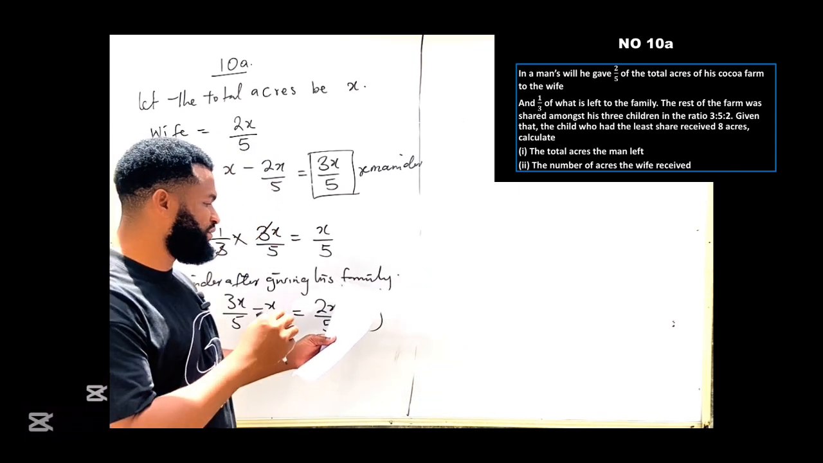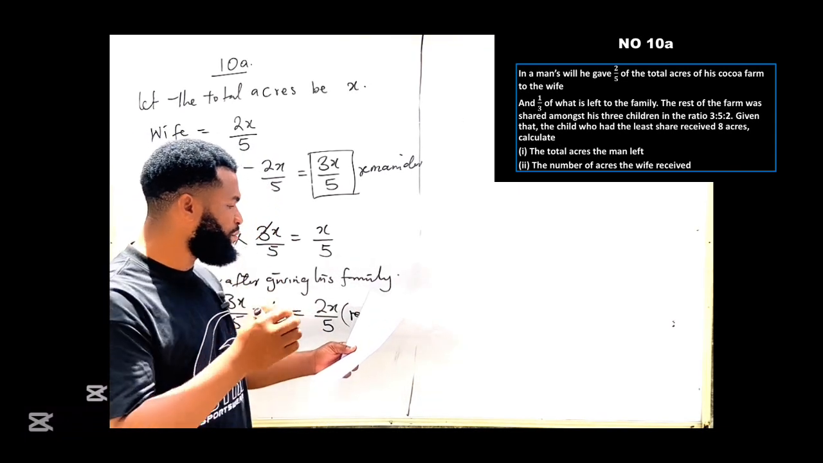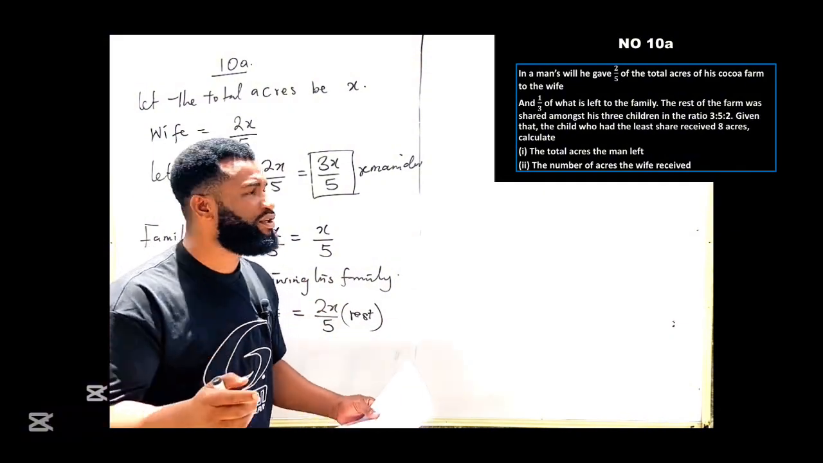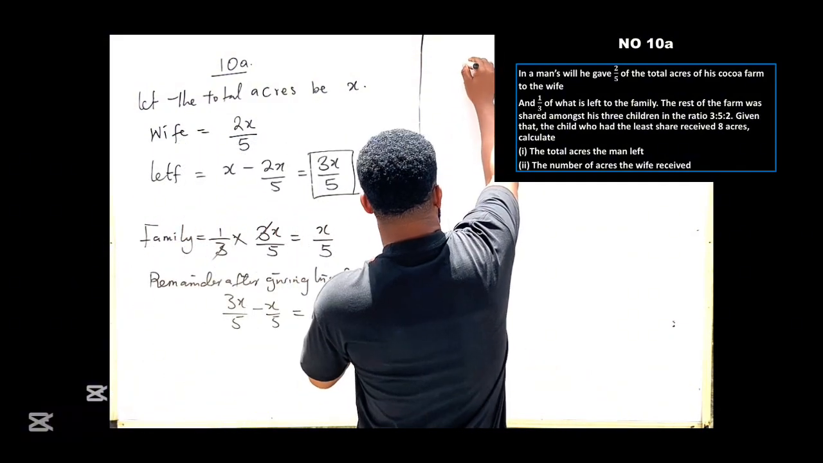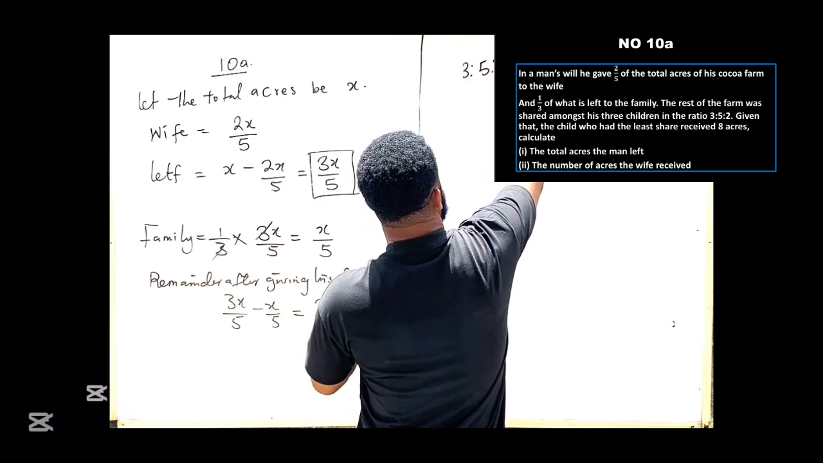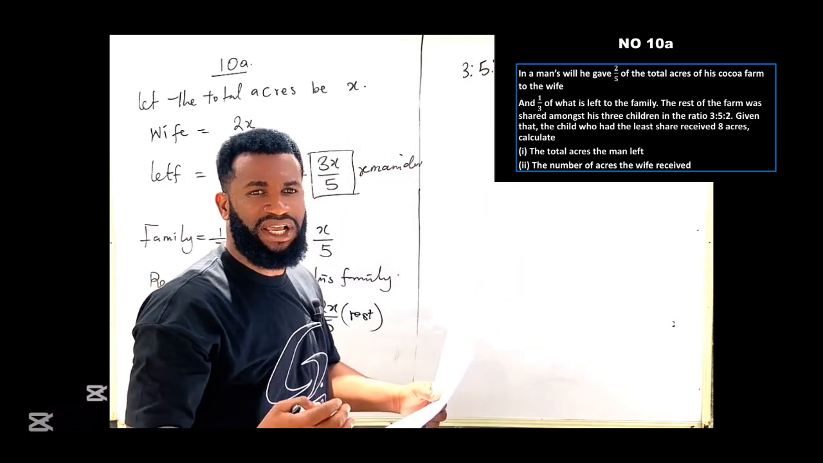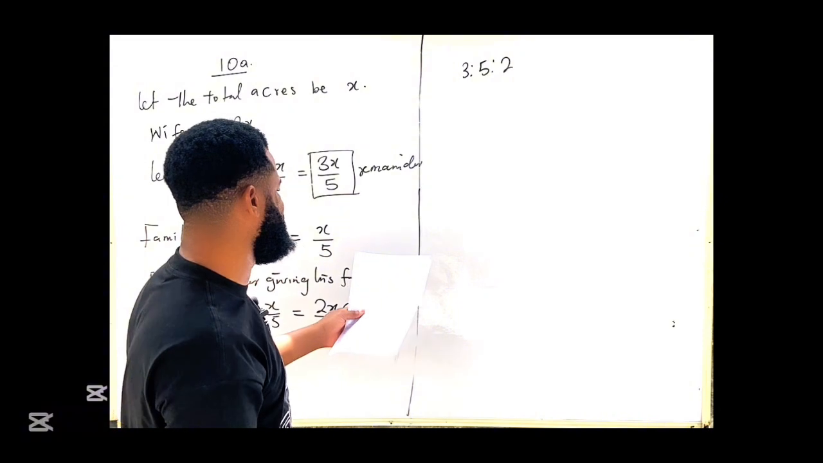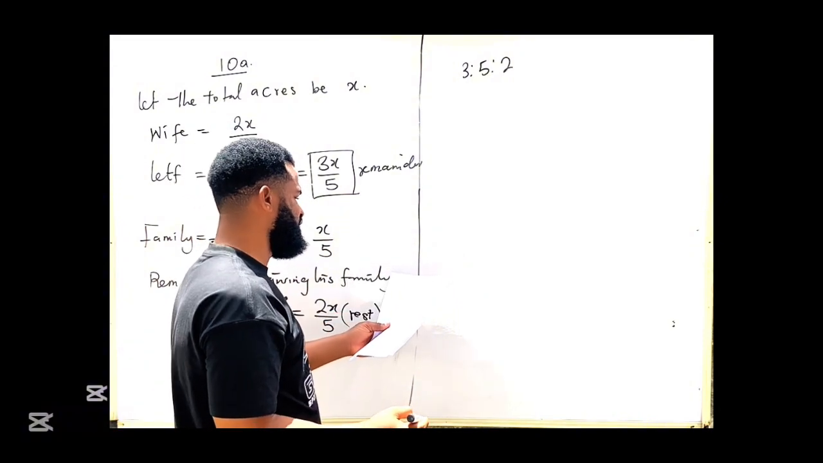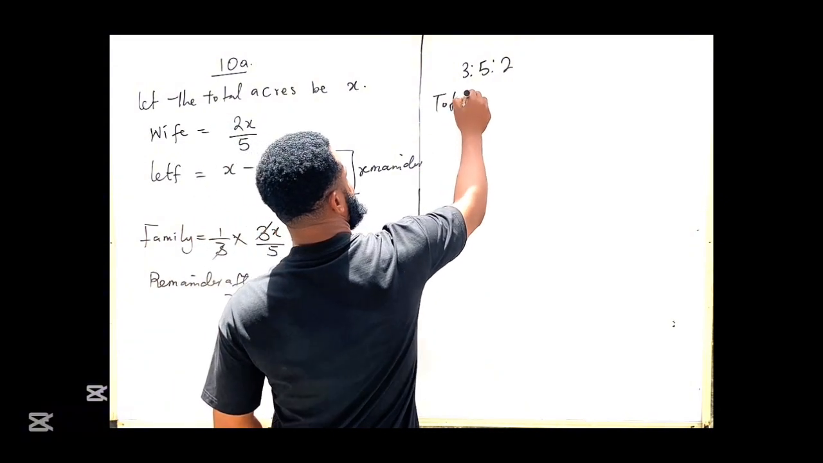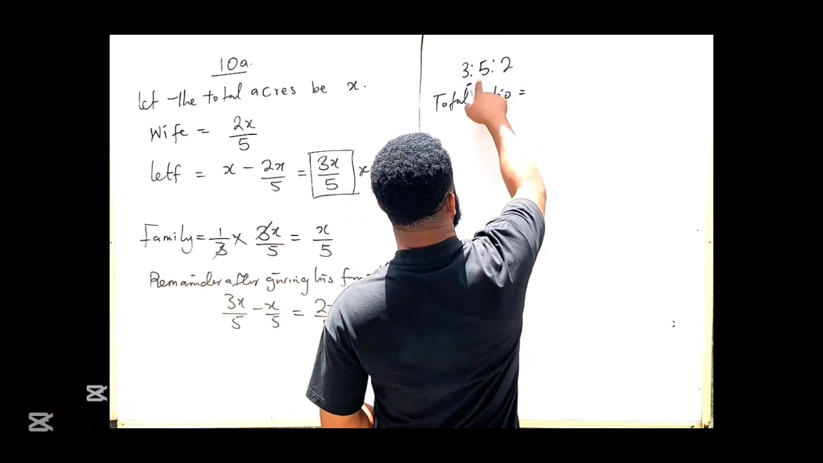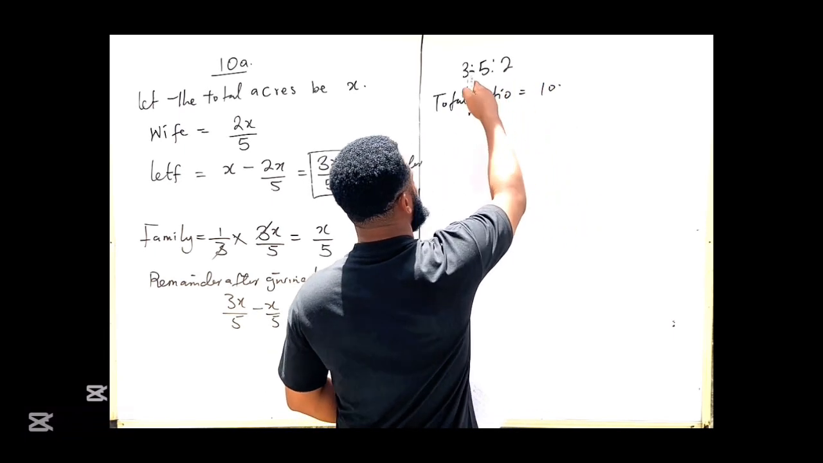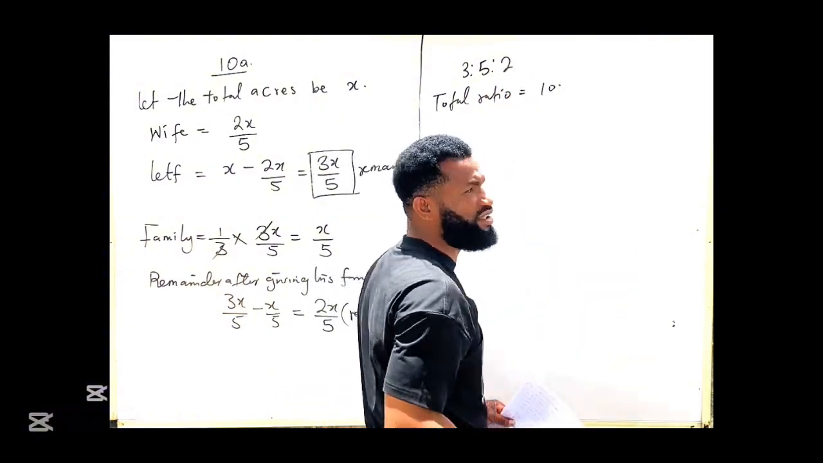The rest of the farm was shared among his 3 children. And the 3 children, they divided it in this ratio, 3:5:2. I do not know whether it's by age or by height, I don't know, but it was not stated. But what I'm going to do is, I'm going to find the total ratio. 3 plus 5 plus 2 is 10. That is the total ratio.